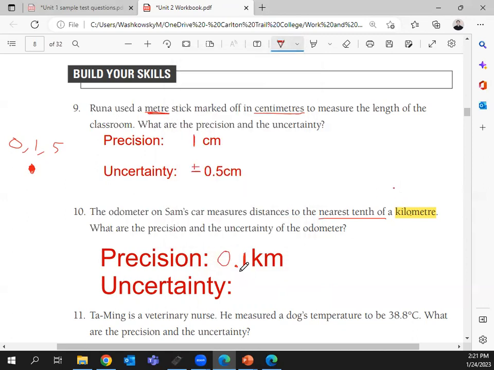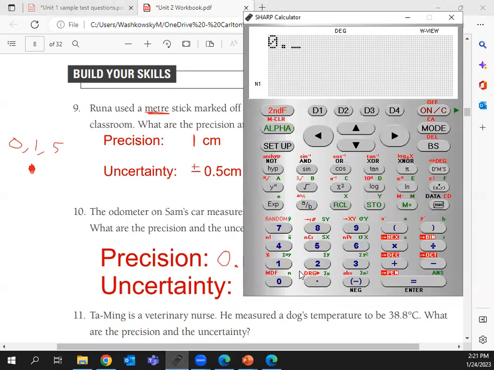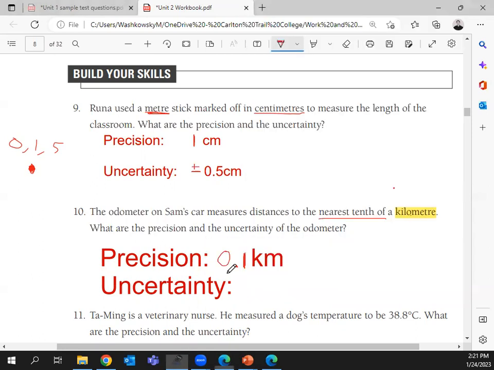And then my uncertainty, I just take half that, right? So half of the 0.1 kilometers is going to give you 0.05. And you put plus or minus, right? So 0.05 kilometers. We keep everything the same units.